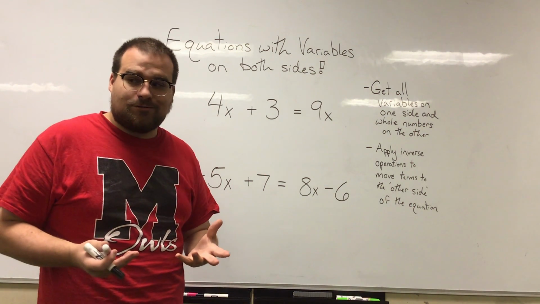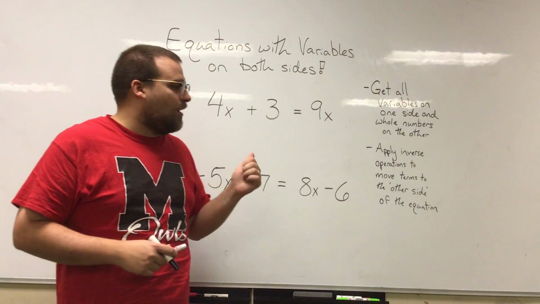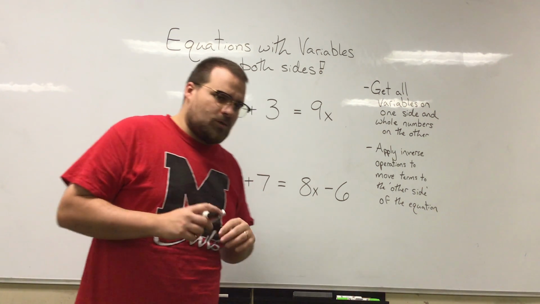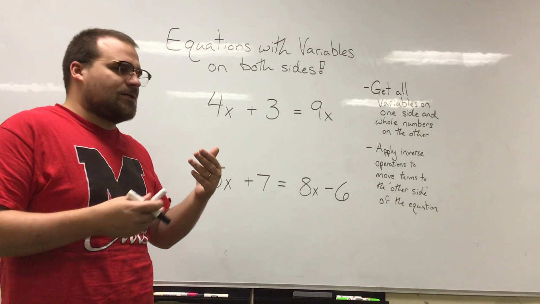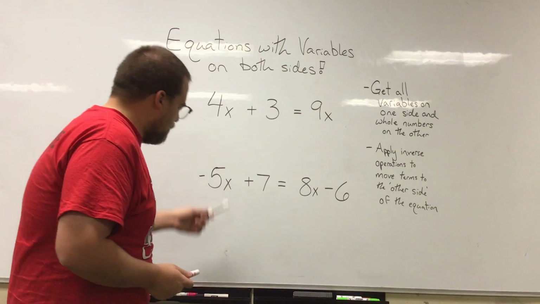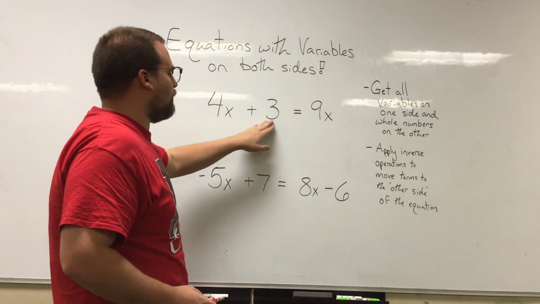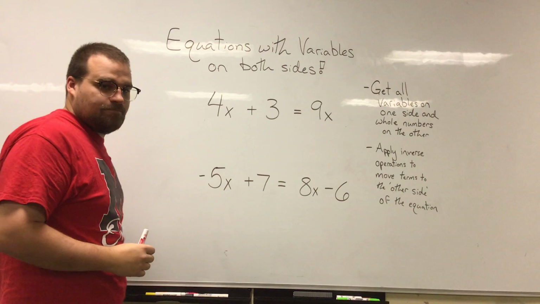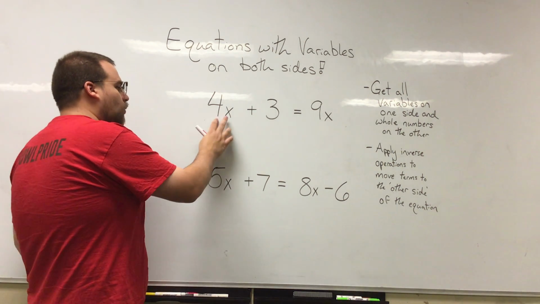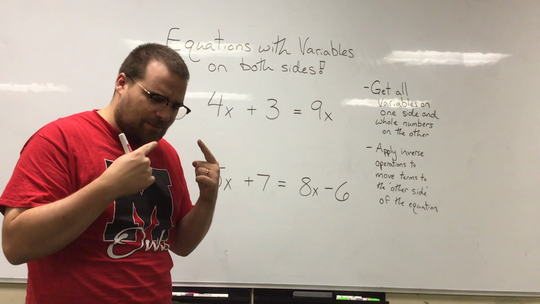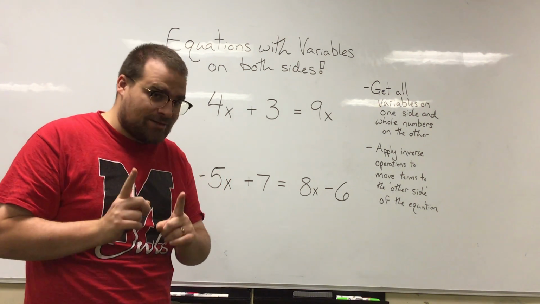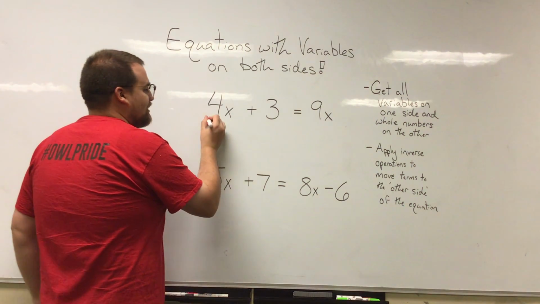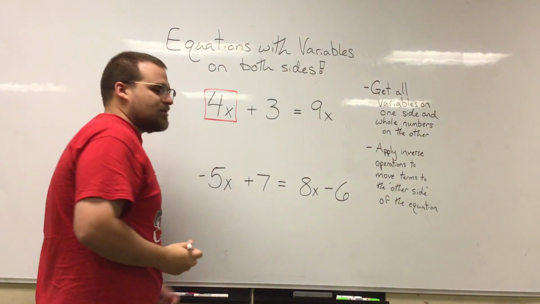Now, how do we do that, you ask? We have this second rule. It says to apply inverse operations to move terms to the other side. So inverse operations are the opposite of what's currently happening, right? If we take a look at this first problem, we have 4x plus 3. Now the goal here is actually to move this 4x to the other side, right? Now we know 4 and x are multiplying, so usually we'd think inverse operation, that's some division. But we're not trying to get the 4 away from the x, are we? We're trying to move this entire term over to the other side of the equation.